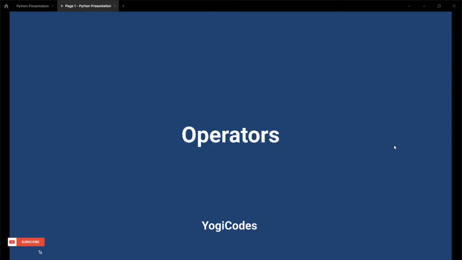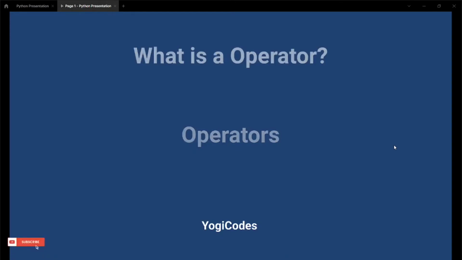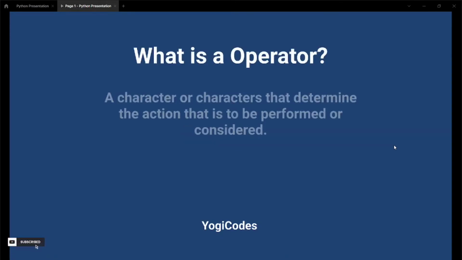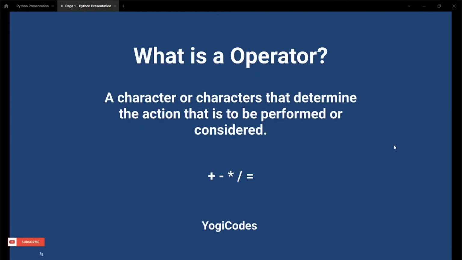Let's see about operators. So let's see what is an operator. An operator is a character or characters that determine an action that is to be performed or considered. For example, these are some of the operators: addition, subtraction, multiplication, division, and equal to. In computer science, equal to is also called the assignment operator.